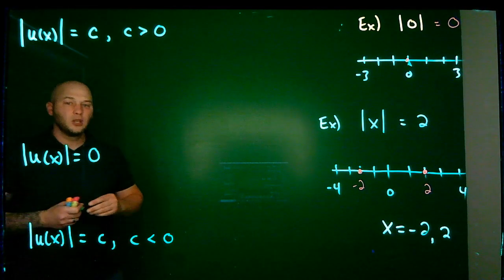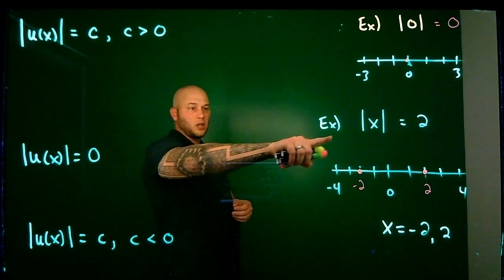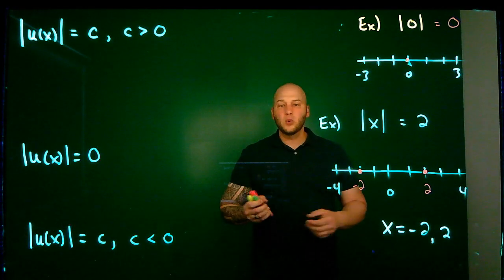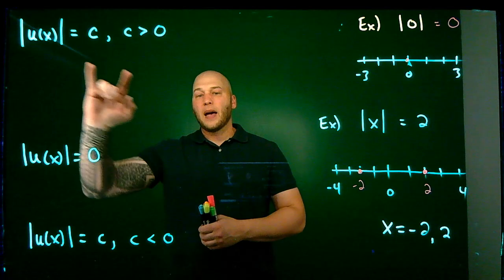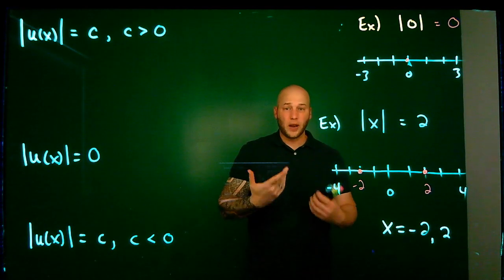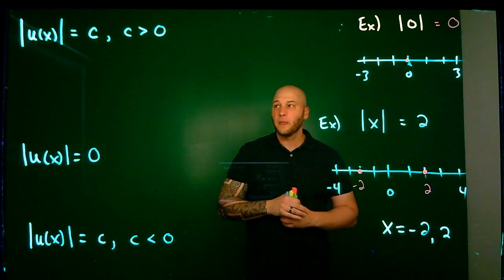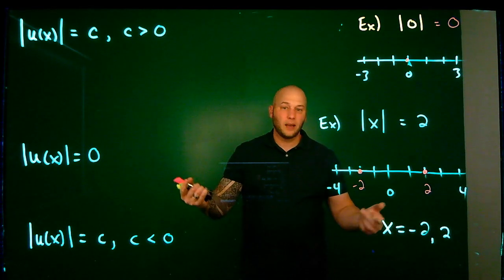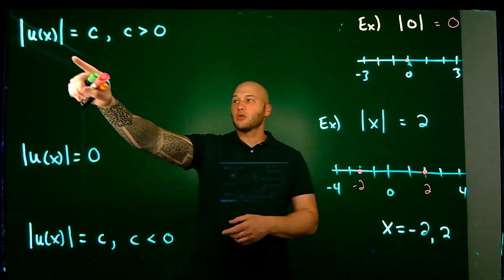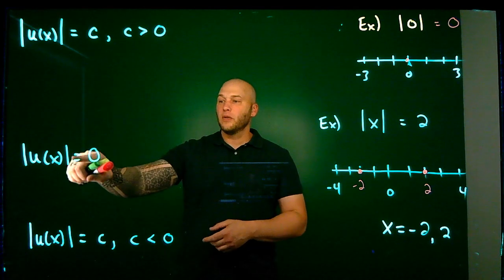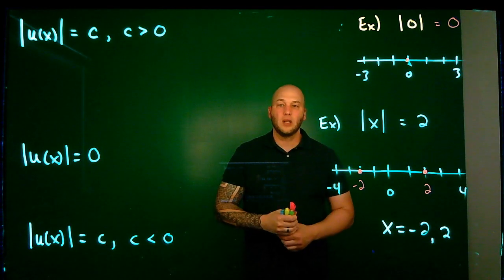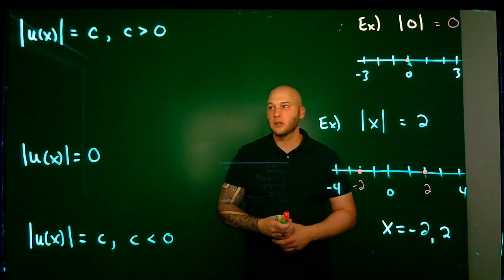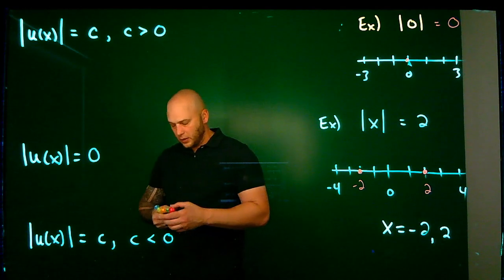Now, I'm using u of x here instead of just an x, because inside of my absolute value bars I could have an expression that is related to x. I could have 2x, or x plus 1, or x squared minus 9, something like that. In other words, this is just generic notation for an expression that involves the variable x. Now, here are the 3 situations.